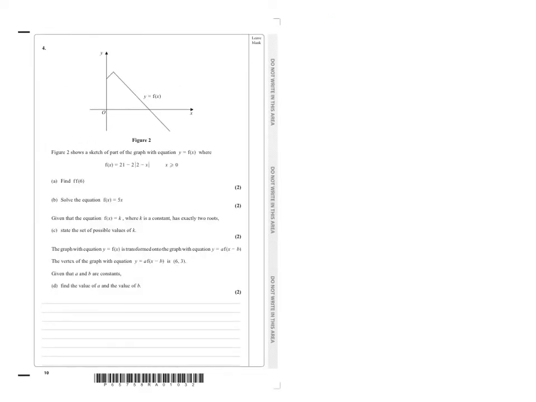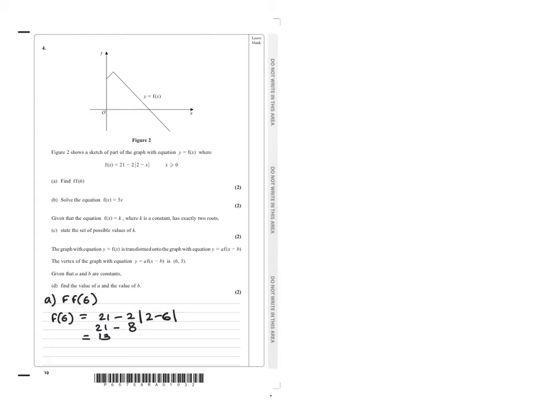Okay, question 4, functions. This one was quite easy. Part A, find f of 6. So step 1, we're going to put in f of 6. When I put in f of 6, I'm going to get 21 minus 2 lots of 2 minus 6. Remember we're going to take the modulus, aren't we? So this is actually going to be 21 minus 2 lots of, I know that's minus 4, but we're going to say it's 4. So it's 21 minus 8, which is in fact 13.